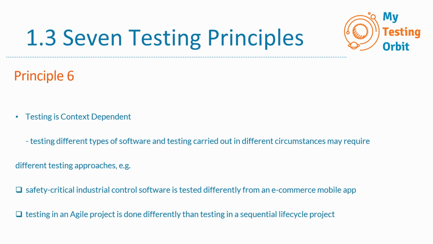Principle number 6, testing is context dependent. Testing different types of software and testing carried out in different circumstances may require different testing approaches. So it depends on what kind of testing you need to do in which circumstances. If there are different kinds of applications, then maybe you will need to apply different testing approaches. For example, safety critical industrial control software is tested differently from an e-commerce mobile app.